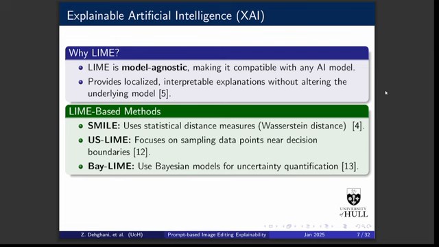In the realm of explainability, both local and global methods like SHAP and LIME are widely used. Since LIME is model-agnostic, we prefer methods based on LIME for their compatibility across various image editing models. These include SMILE, US-LIME, Bay-LIME, and others. Among these, we choose SMILE for its enhanced robustness and resistance to adversarial manipulation, ensuring more reliable and interpretable models. This makes user interaction with editing models more understandable and trustworthy.